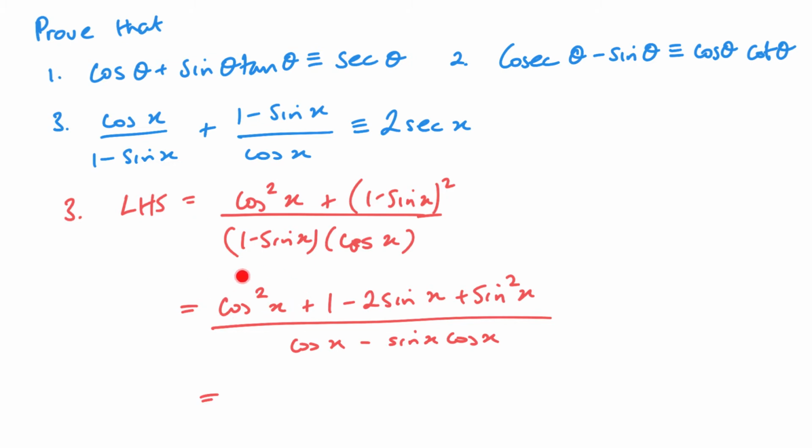So looking at this, cos squared x plus sine squared x is 1. Oh yeah, that bottom was definitely an error. Let's put it back to the original. I can see it.